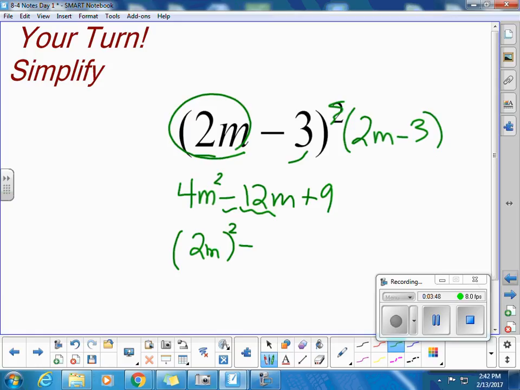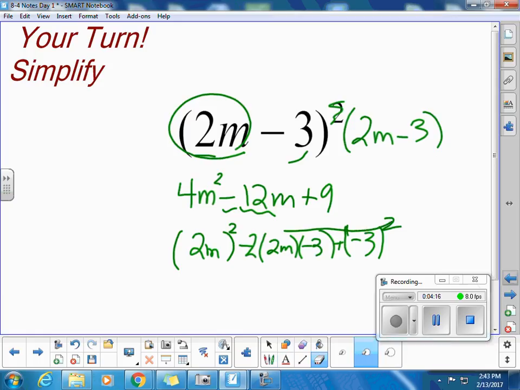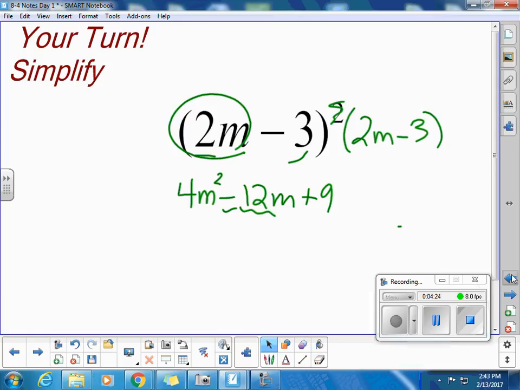So 2 of 2m's times negative 3. And then the last term I square. So plus negative 3 squared. So there is a formula, you start to recognize a pattern, but I think sometimes learning the pattern is just another thing to memorize. I'm just thinking after a while, after you've done so many, you'll see the pattern. Currently, I just want you to put them either box method or FOIL it out and come up with an answer.